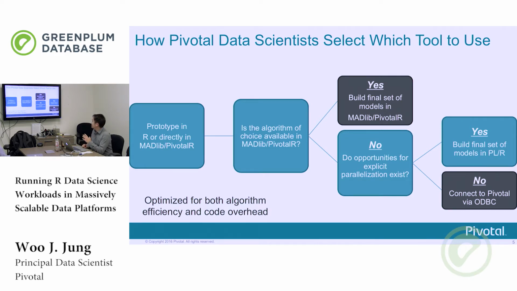And in this specific kind of workflow, this is where we'd highly recommend building your final set of models in procedural language R or even procedural language Python. Again, in today's session, we're going to be focusing more on the R side of things, but a lot of what we're going to talk about for R can also be done in Python and Java.